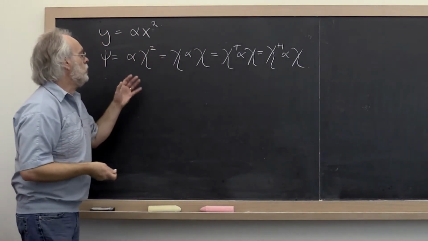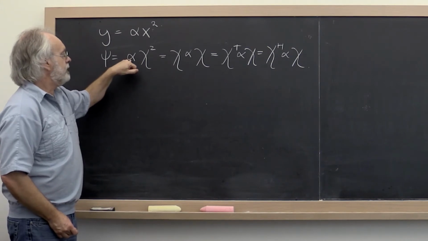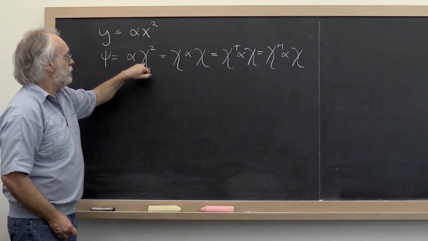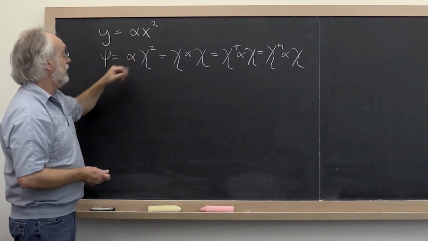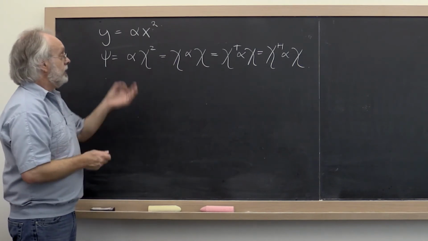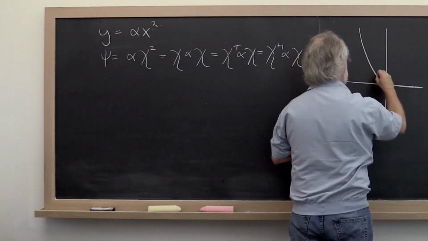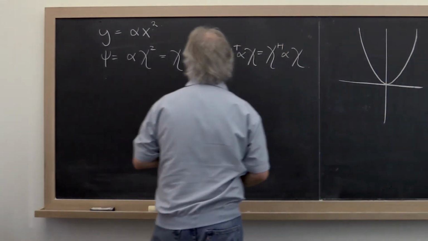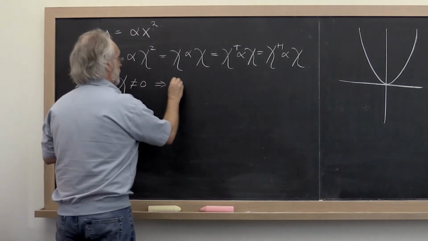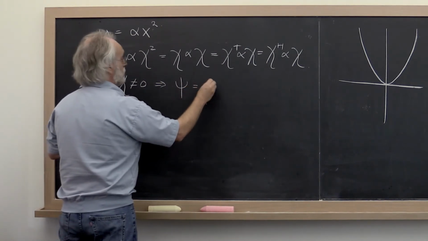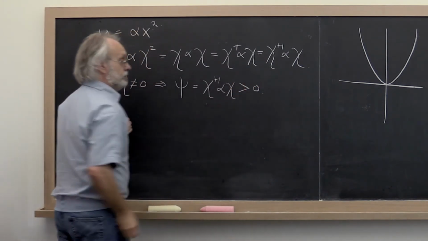Now, what did you learn about this special case? Well, you learned that if alpha is positive, then this quadratic equation is concave up and therefore has a minimum. And if alpha is negative, then it's concave down and it has a maximum. In other words, this actually looks something like this. And in particular, chi not equal to 0 implies that psi, which of course is equal to chi Hermitian alpha chi, is greater than 0.